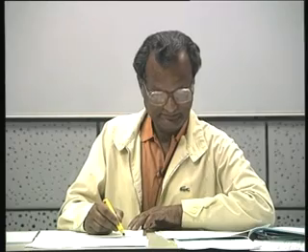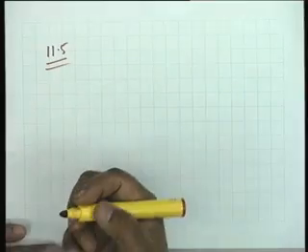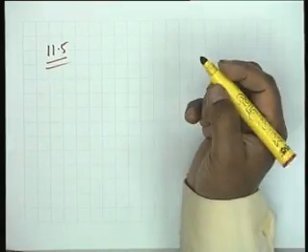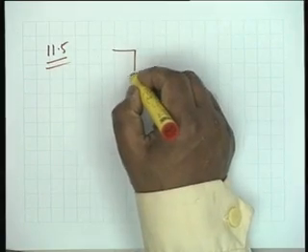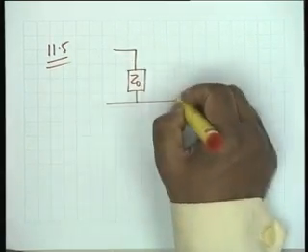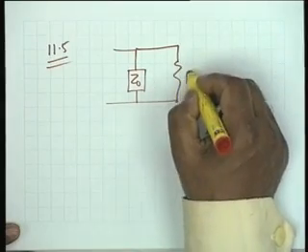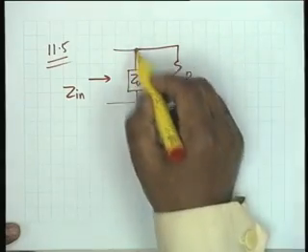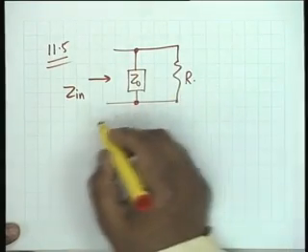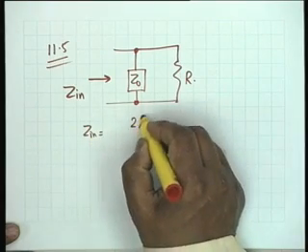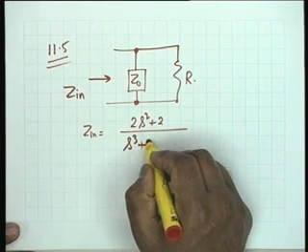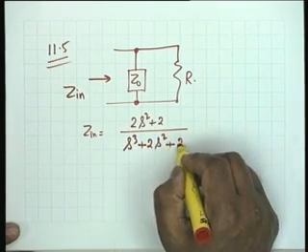is 11.5. We skip 1. 11.5 is a slightly tricky problem. It says the input impedance for the network shown, the network is this. You will see that almost common sense will solve this problem. This network, input impedance of the network shown is Z in equal to 2s squared plus 2 divided by s cubed plus 2s squared plus 2s plus 2.